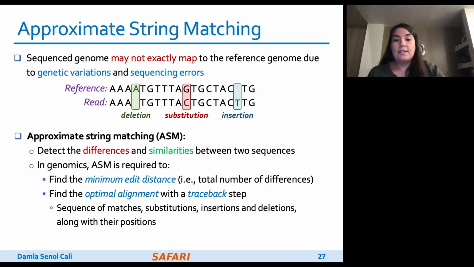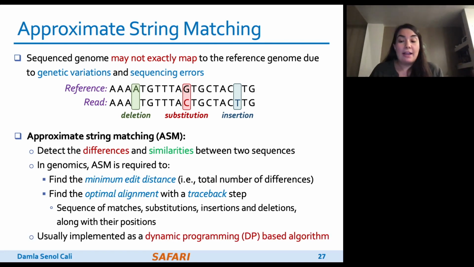So for example, in this example, the optimal alignment would say, okay, for this reference segment and this read, we have 3 matches followed by a deletion. We have 6 matches followed by a substitution, and for the substitution, G is substituted with a C, and 6 more matches, and we observe an insertion, and the inserted character is T, and we observe 2 more matches. So this is the optimal alignment information that we have to obtain after a traceback step.